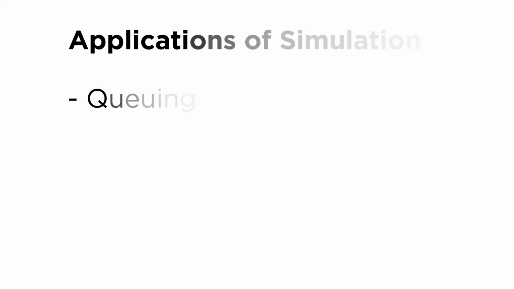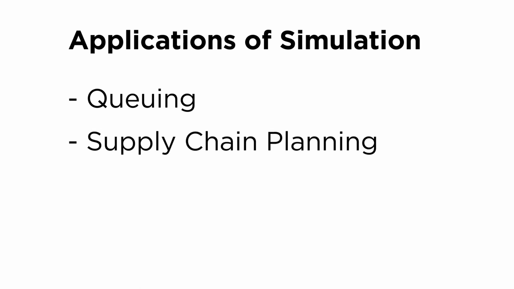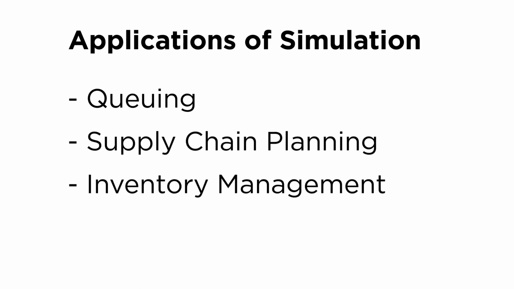Simulation is useful in queuing, but it's also used in a lot of other areas as well. You can use it for supply chain planning, you can use it for inventory management. It's also heavily used in finance. For example, the way people typically price financial options on Wall Street is via simulation.